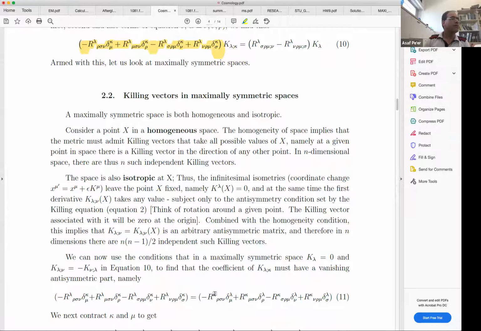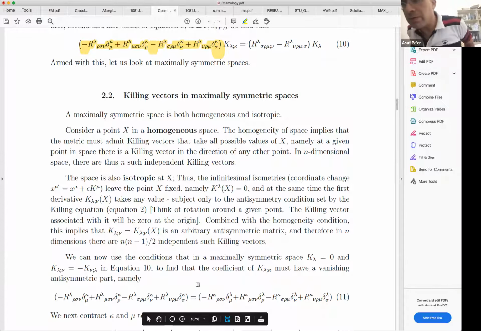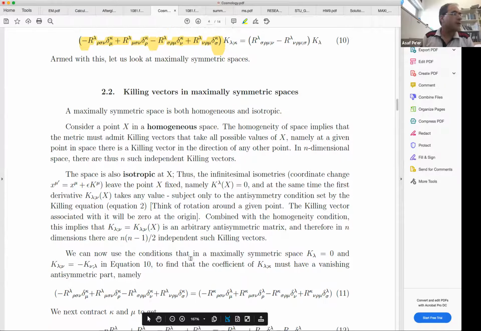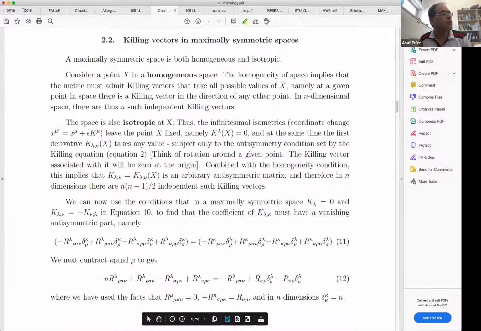Right, so we have a minus R kappa rho sigma nu delta lambda mu plus R kappa mu sigma nu delta lambda rho minus R kappa sigma rho mu delta lambda nu plus R kappa nu rho mu delta lambda sigma. Okay, so just write down these coefficients. Now the next step I do is to contract kappa and mu.